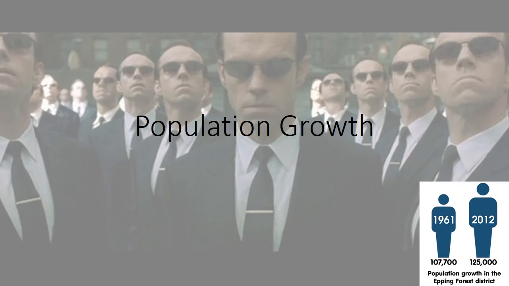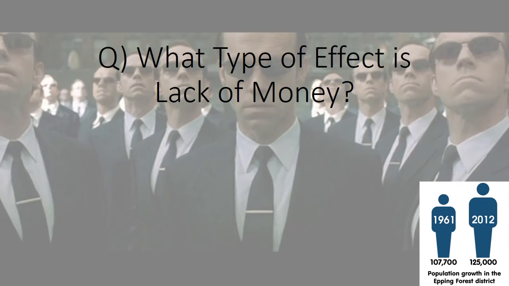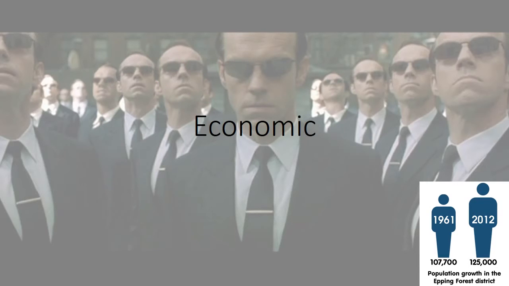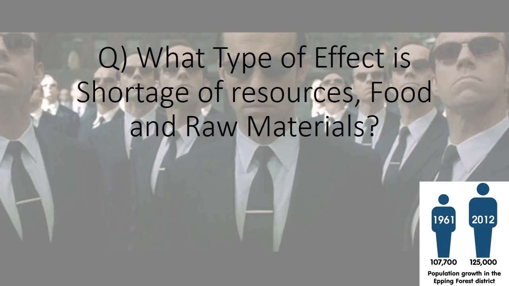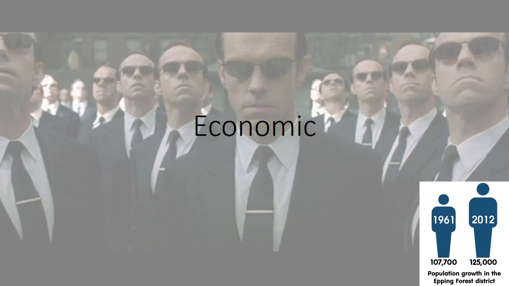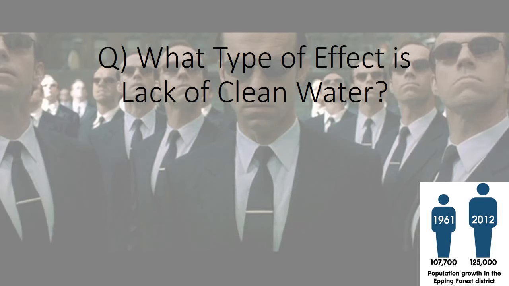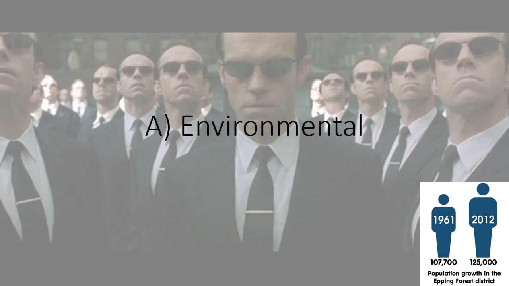Population growth. What type of effect is lack of money? Economic. What type of effect is shortage of resources, food, and raw material? Economic. What type of effect is lack of clean water? Environmental.